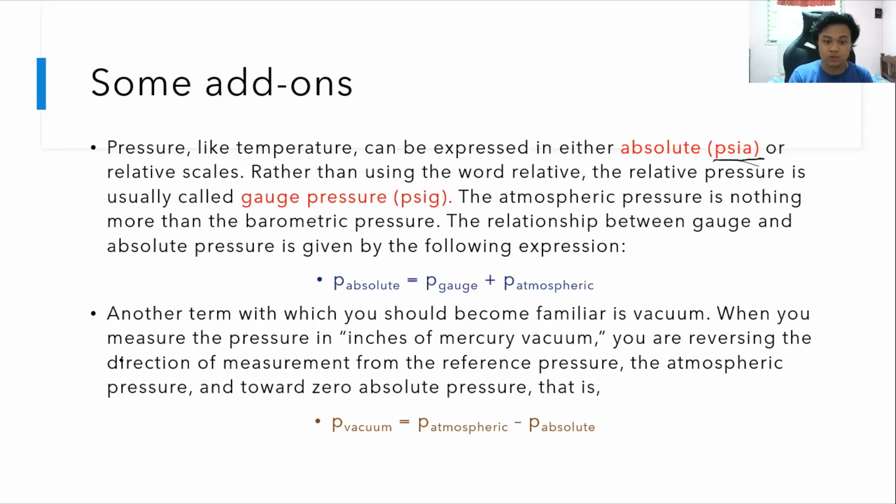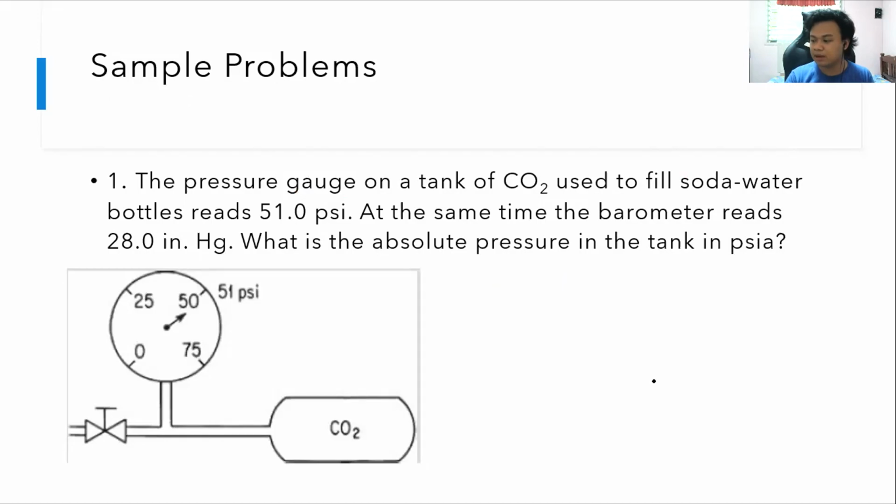Another term which you should become familiar with is vacuum. When you measure the pressure in inches of mercury vacuum, you are reversing the direction of measurement from the reference pressure, the atmospheric pressure, and toward zero absolute pressure. That is, vacuum is equal to atmospheric minus the absolute. Okay, so that's that. So let's go to the sample problems directly, so that we can see the applications of this.